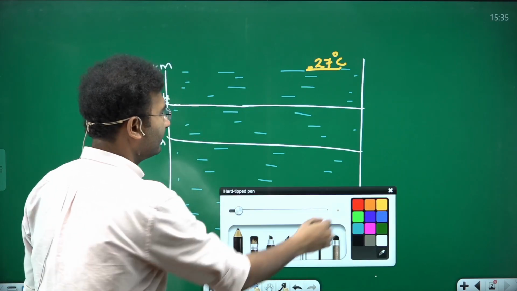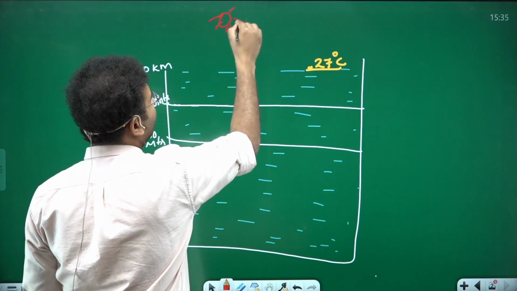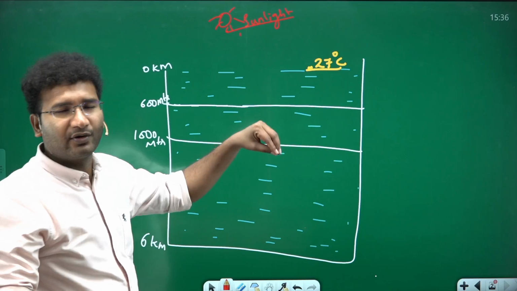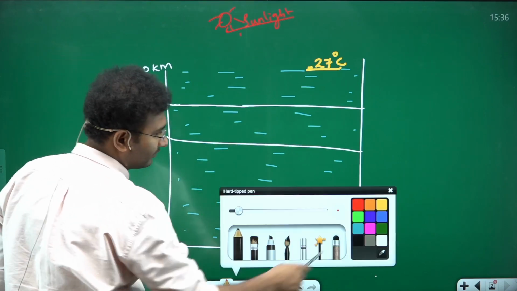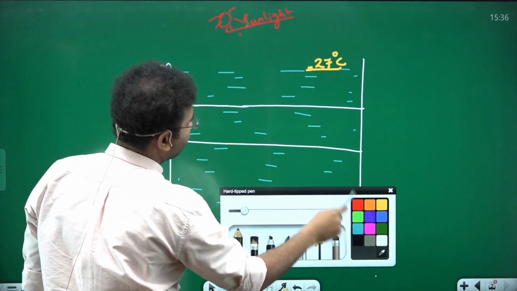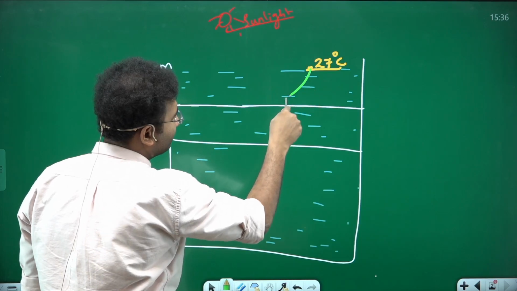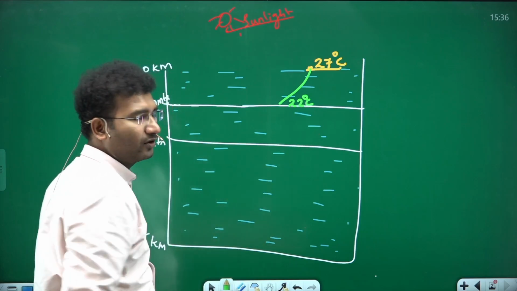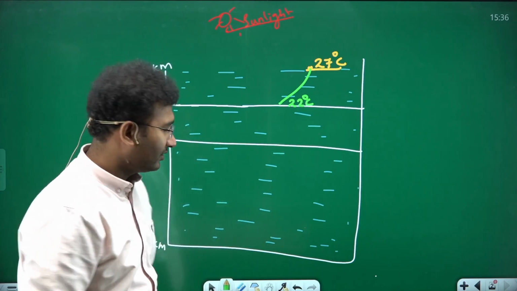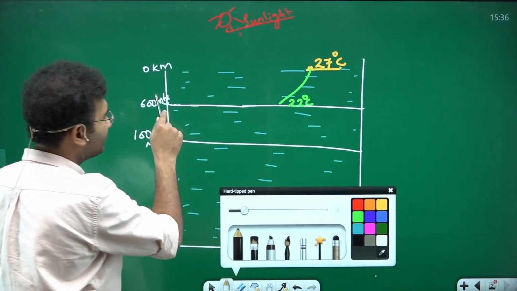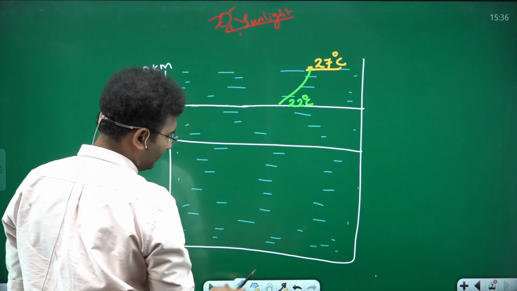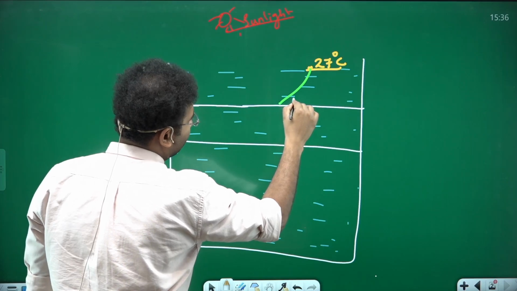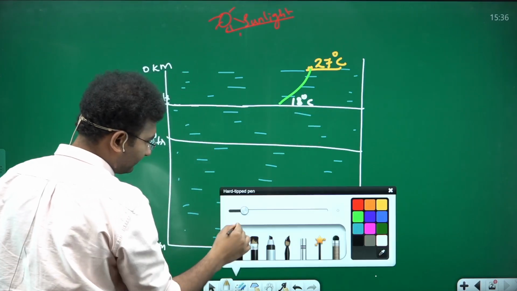Why is the temperature high? Because there is availability of sunlight, right? As you go 300 or 400 meters deep, there is no sunlight, so the temperature will drop like this. Let's say the temperature has dropped from 27 to 22 degrees Celsius or 21 degrees Celsius, right? As it reaches 600 meters, instead of 22, let's say this is 18 degrees Celsius.